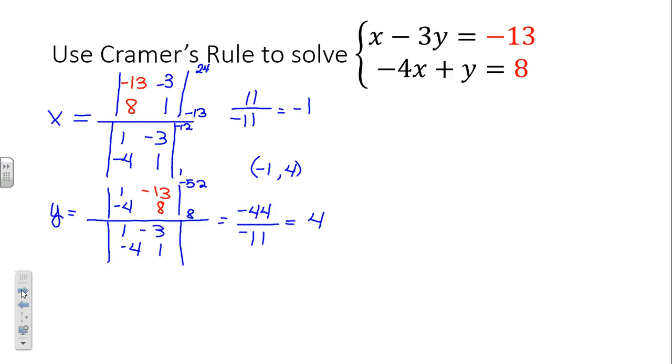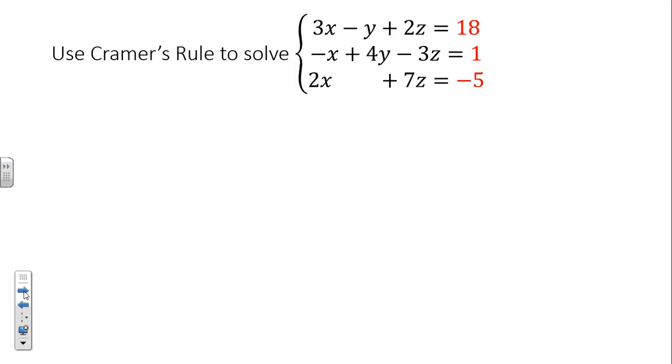All right, we're going to do this one with a 3 by 3. Hopefully it's just as quick and easy and painless. So there's your 3 by 3, a system of 3 equations with 3 unknowns.